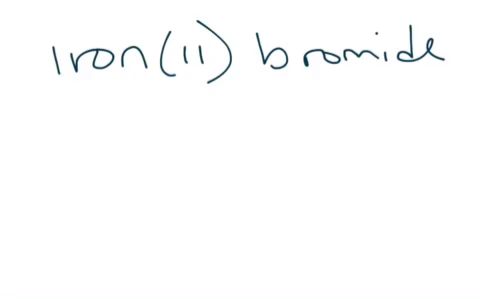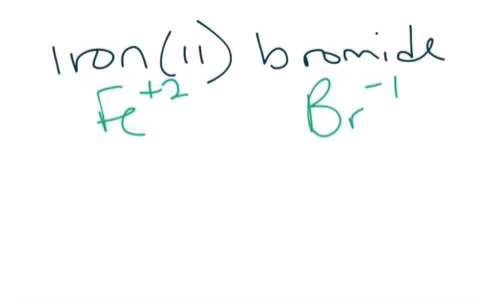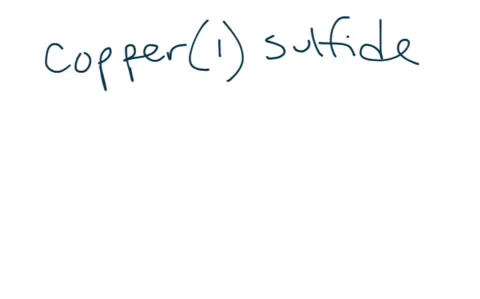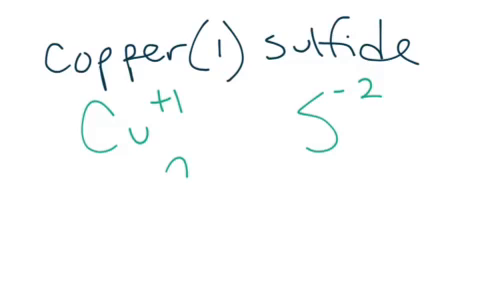What if you're given the name and you have to go backwards? It's pretty much the same process as before, except that you need to use the Roman numeral to know the oxidation number. So if you have an iron with a Roman numeral 2, it means +2. Bromine is always -1, so that means this is FeBr2. If you have a copper with a 1, it means copper +1. Sulfur is always -2, so this is Cu2S.